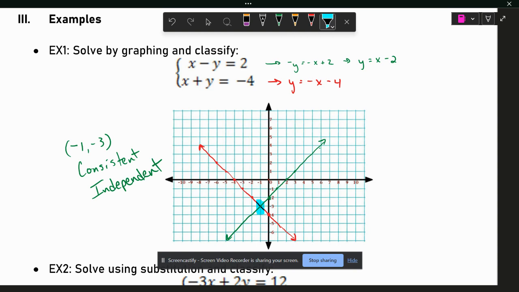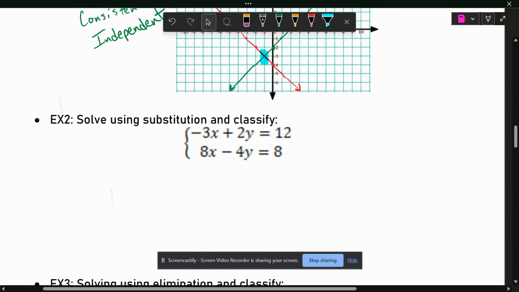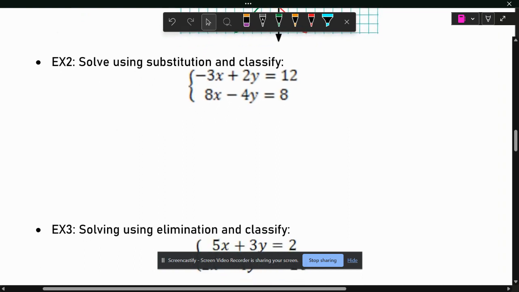Okay, so moving on with our systems of equations, the next type is solve using substitution and then classify. Substitution is a nice little one because if you have an x or y by itself, you can then simplify it out and then substitute or plug it back into the other equation. You can solve either for your x or your y. It does not matter. So there are multiple ways to solve a problem.